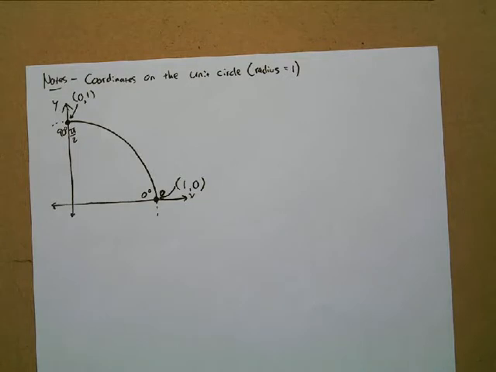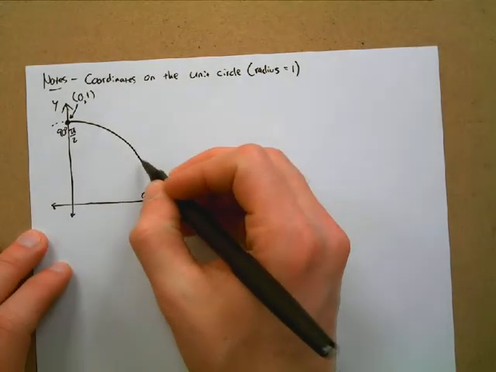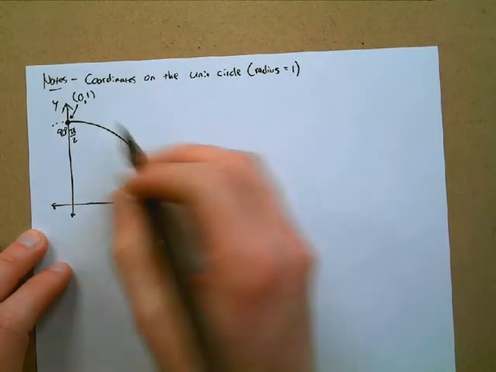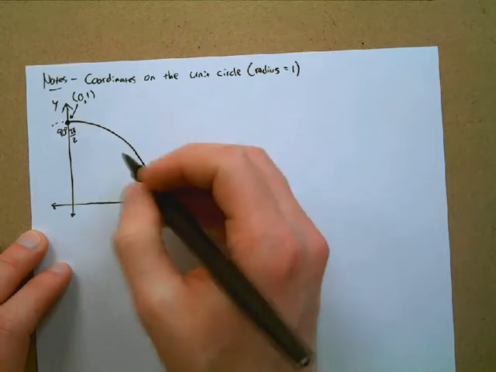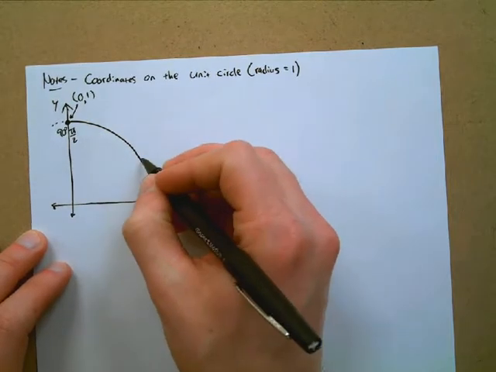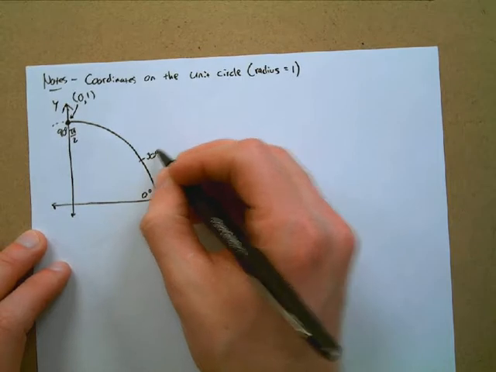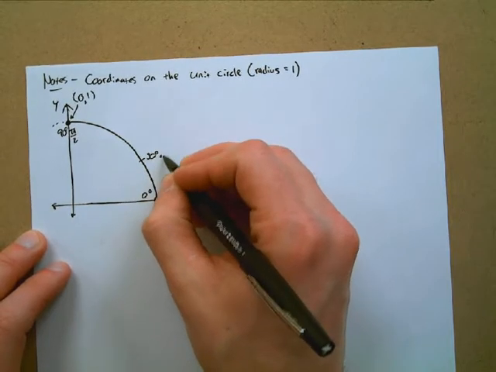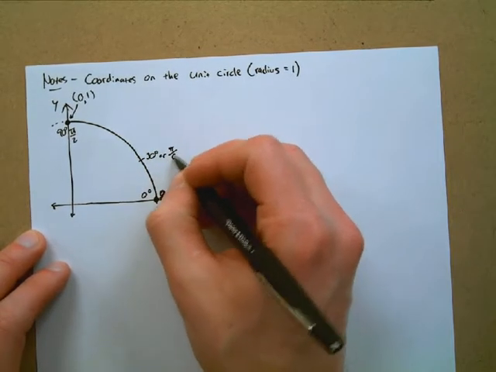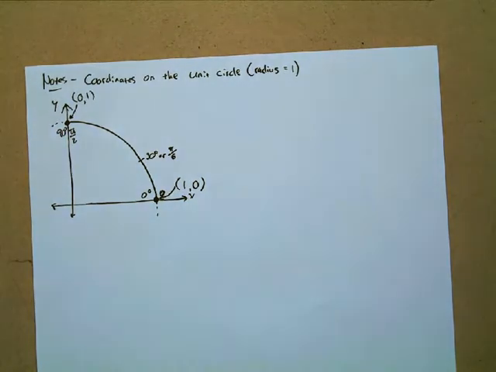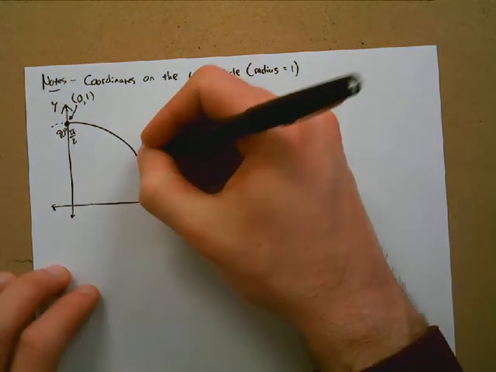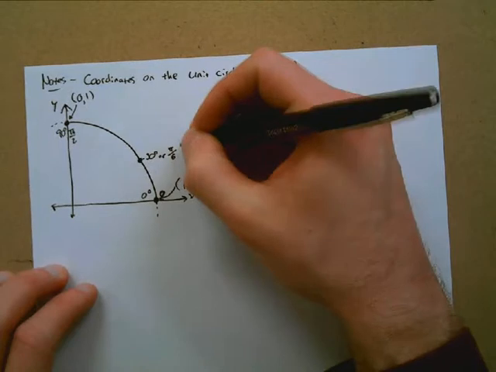But then the next angle that we come across after 0 degrees, on our way around to the pi over 2 or 90 degrees, is the 30-degree angle. I'm going to put that over here. 30 degrees, or again, pi over 6. And so the question is, what's the coordinate of that point?